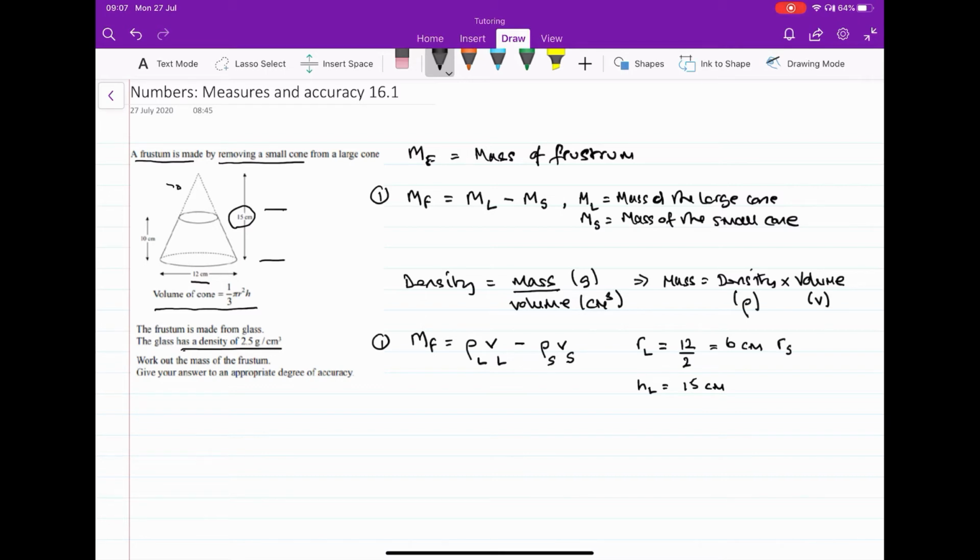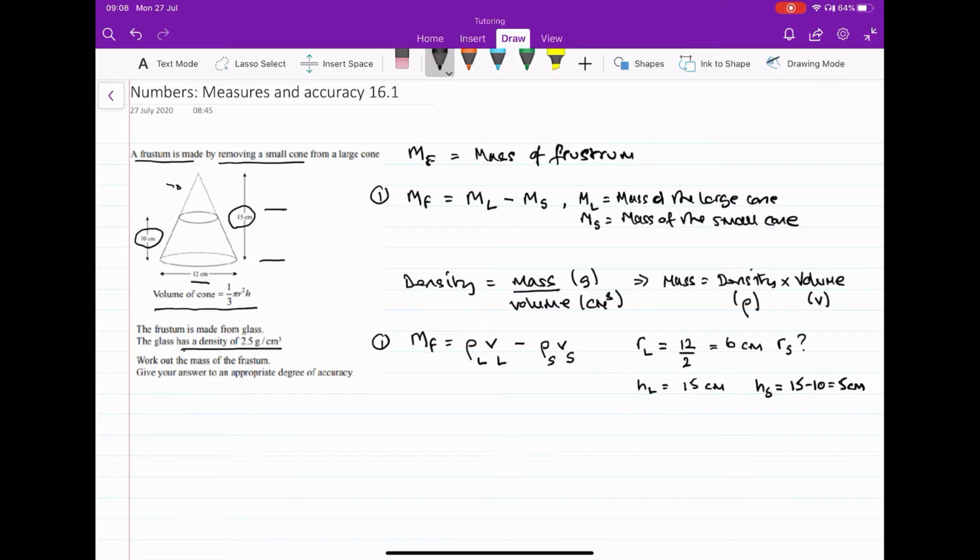The radius of the small cone is not given to us directly. We're going to have to calculate that one. But we are given, or we can calculate very easily, the height of the small cone, because that's going to be the height of the large cone minus the height of the frustum, which equals 15 minus 10, which equals 5 centimeters. So that leaves us with the radius of the small cone to calculate.